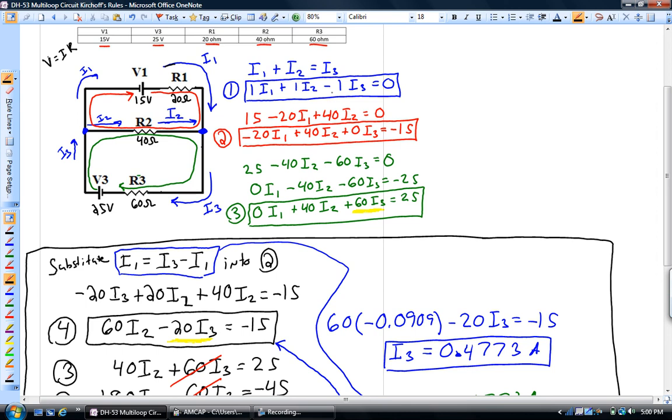So I'm going to take these coefficients, 1, 1, minus 1, 0, minus 20, 40, 0, negative 15, 0, 40, 60, 25, and put them in what's known as an augmented matrix. Basically, you take the three variables, write their coefficients from each equation, 1, 1, minus 1, negative 20, 40, 0. That's why I explicitly wrote the zeros. 0, 40, 60. And the reason it's an augmented matrix is we include this part as well. So that's 0, minus 15, 25.